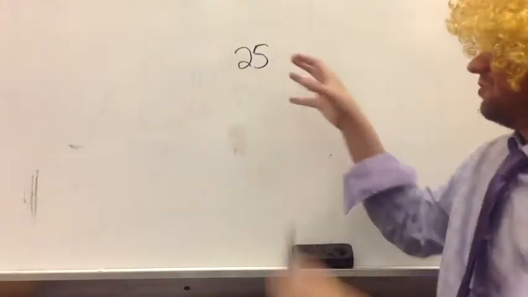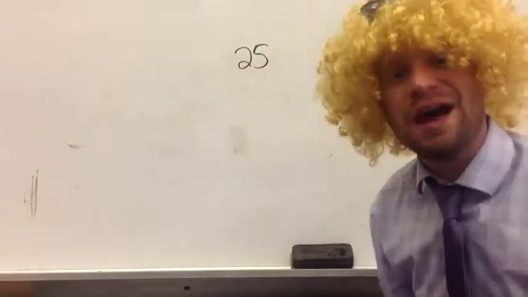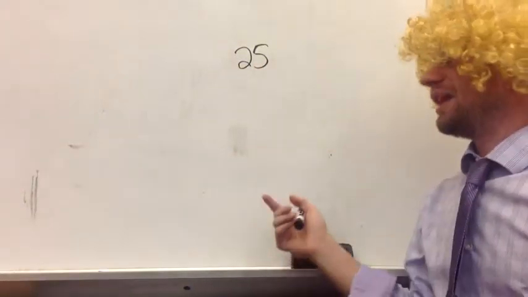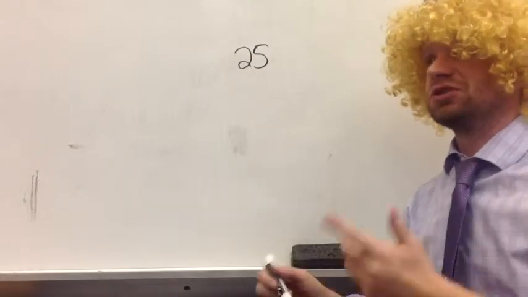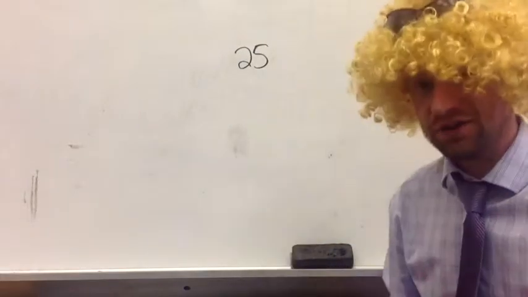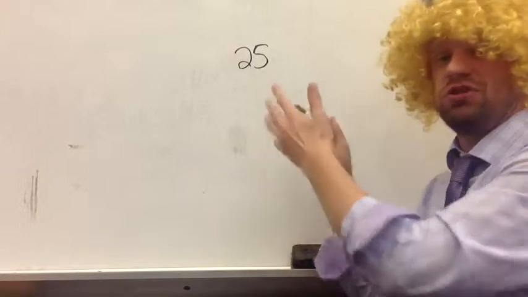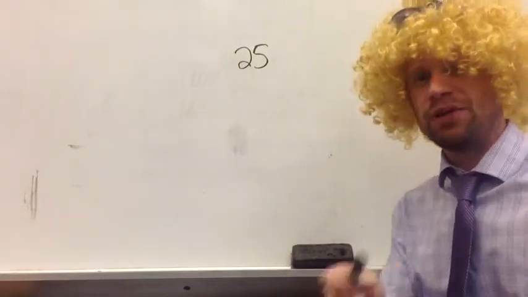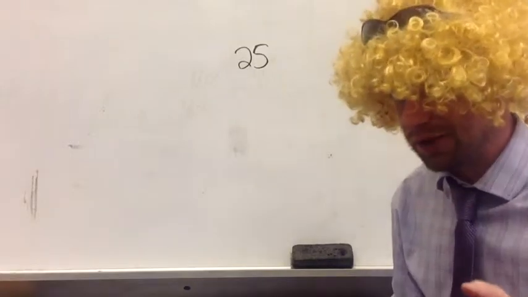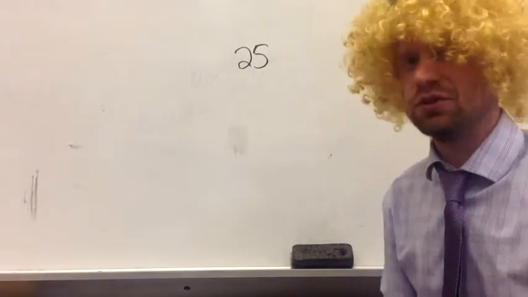So we got to figure out, what is 25 made out of? Now we know it's made out of 5 times 5. We know it's made out of 10 plus 10 plus 5. So we're going to decompose the number. We're going to break it down. And today we're going to break down numbers by their place value. What are we going to break them down by? Their place value.